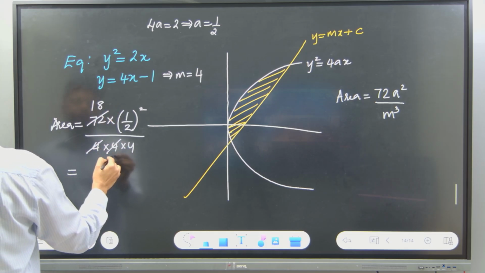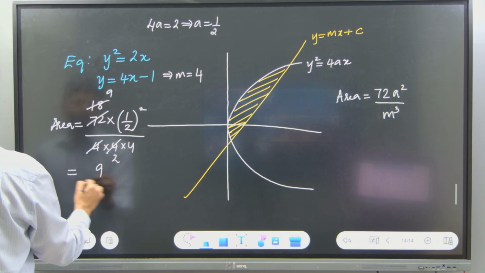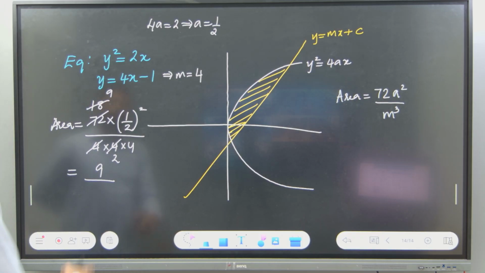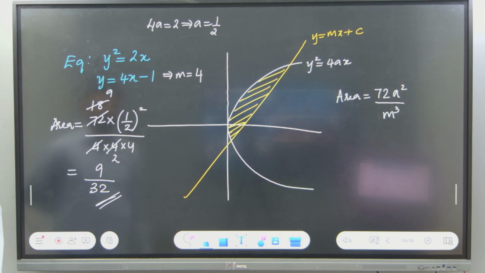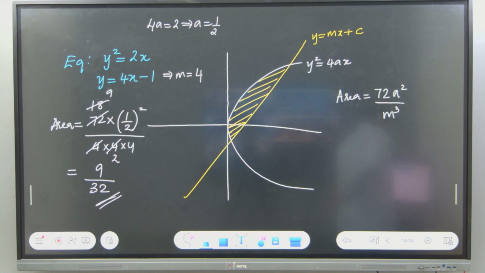Then 2 goes again, right? 2, 9. Will 9 by 16 come? It should be more. 8 4s are 9 by 32, is it? Because this becomes 1 by 4. Correct? 32 should come, not 16 maybe. 9 by 32. 9 by 32 is the correct answer. All right, students?